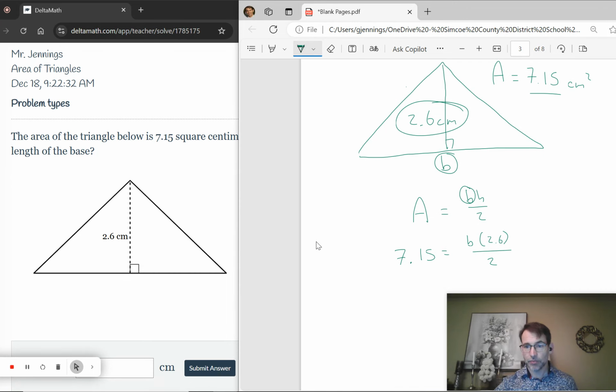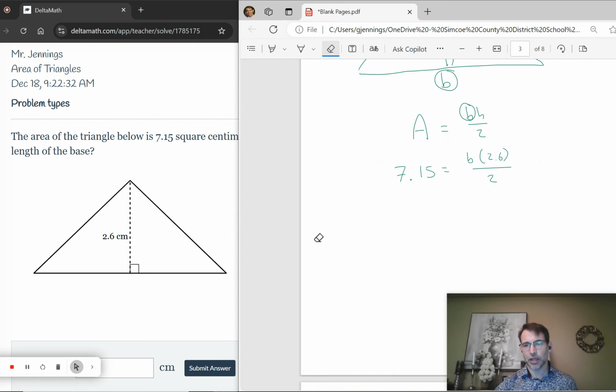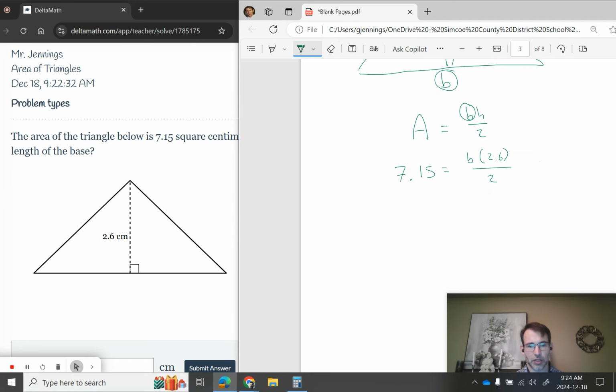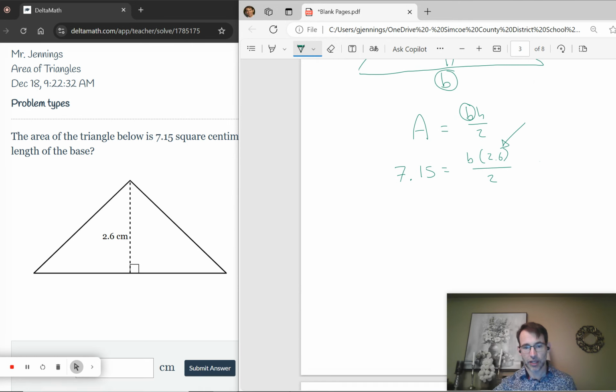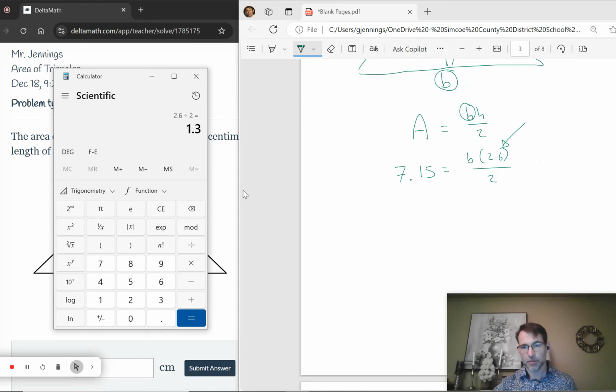Now we just solve this for B. There are a couple of ways to do that. I'll show you what I believe is the simplest way: evaluate 2.6 divided by 2, because that's something you can just find on your calculator. 2.6 divided by 2 equals 1.3. Oh yes, I was faster than a calculator. Amazing.